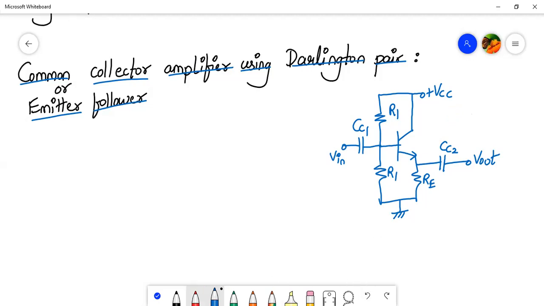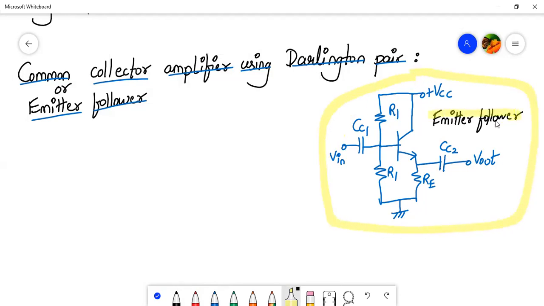Let me use a black color. So this is my emitter follower circuit, right? This is the circuit which we have to make using a Darlington pair now, emitter follower.